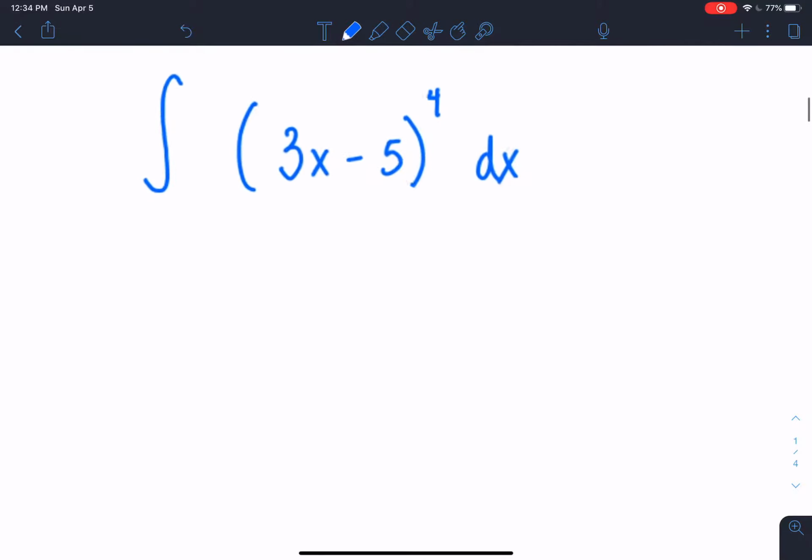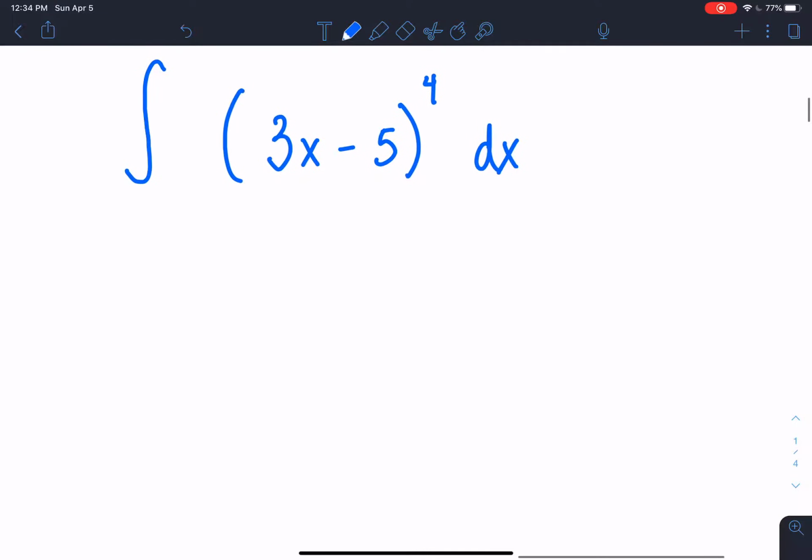So up until this point, if I asked you guys to do the integral of something that looked like that, the only way that you know how to do that is if you do 3x minus 5 and then multiply that out 4 times, and then you would do the antiderivative from there, which could get very tedious. I mean, that's a lot of multiplying. So obviously we want to figure out what's another way we can speed this up a little bit. So we have this technique called u substitution.